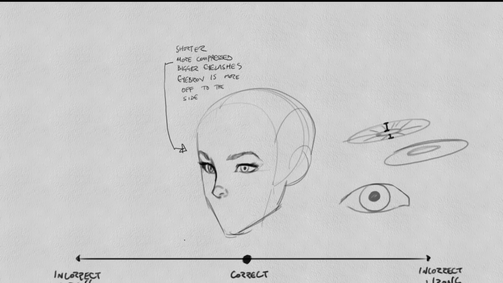Let's just say, let's define these. Okay. We said that this side of the eye got shorter, right? Because it's foreshortened. So, there's one side of incorrect, which is too foreshortened. We could go even more foreshortened than we should have gone. And on the other side, we could have gone not foreshortened enough.